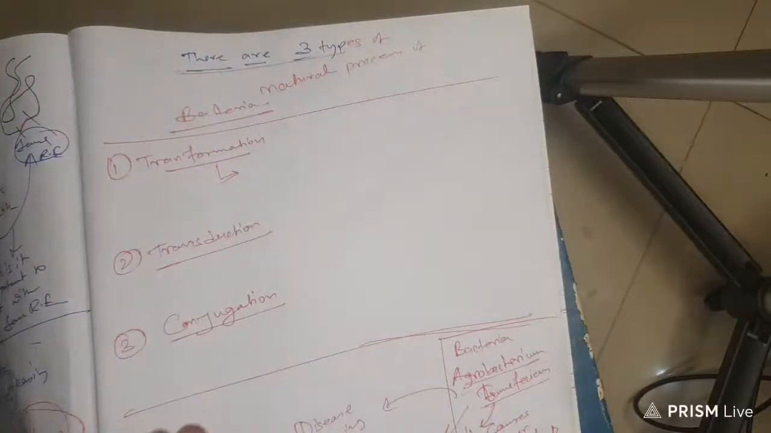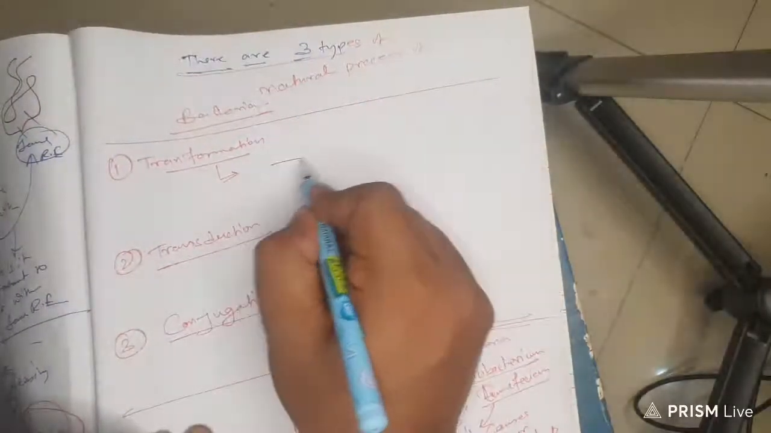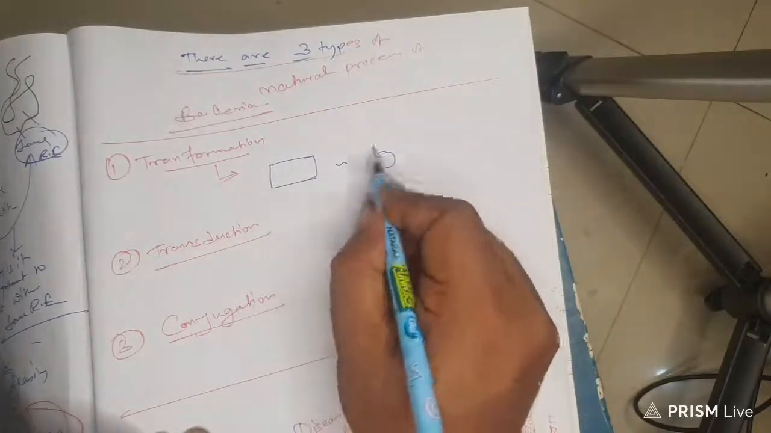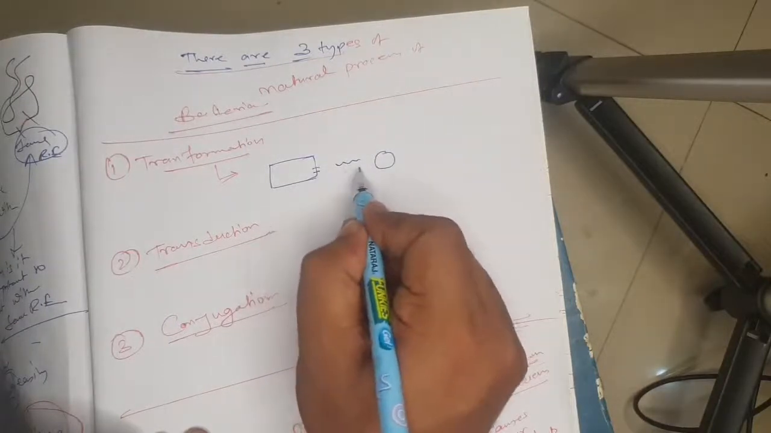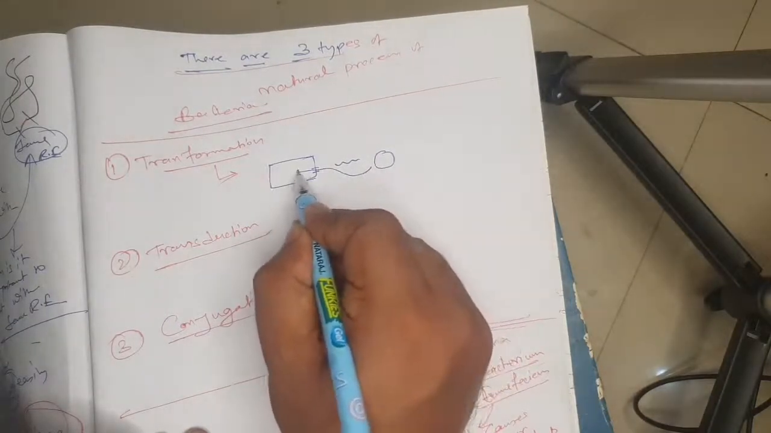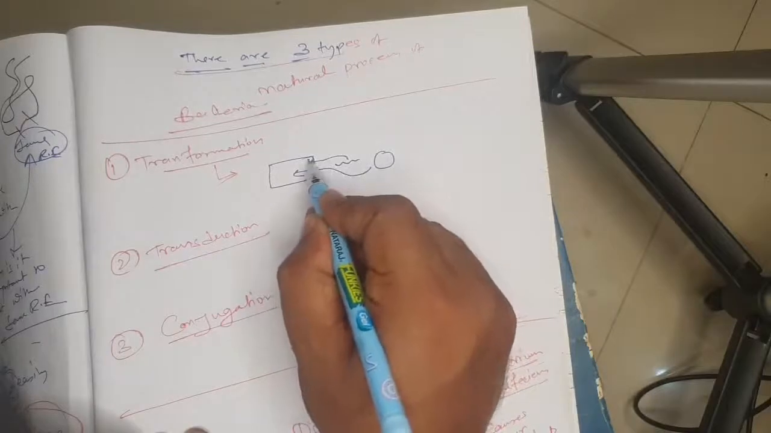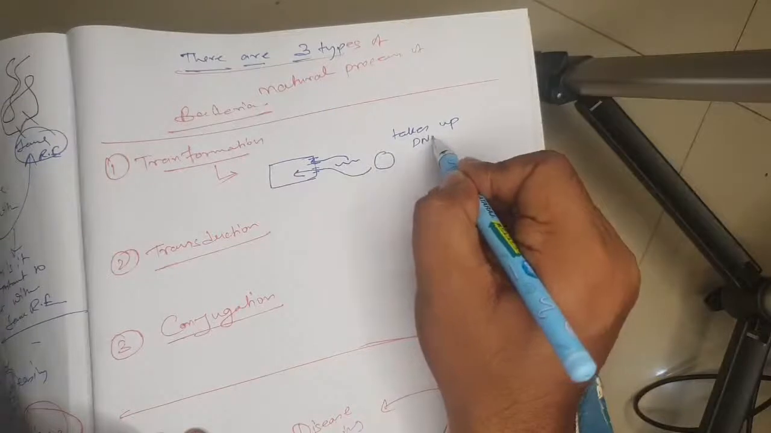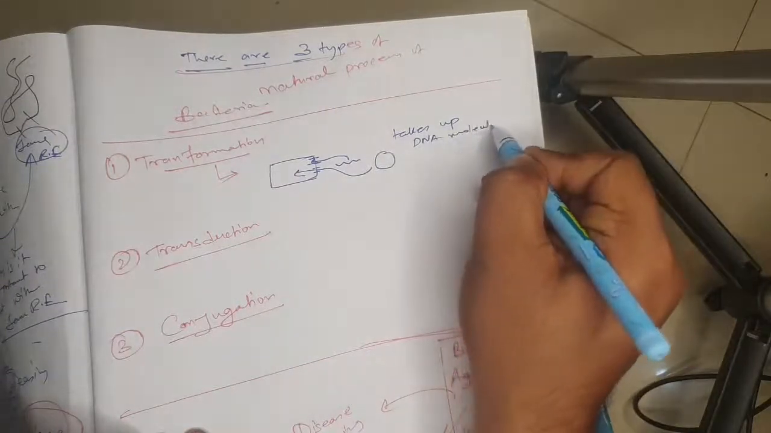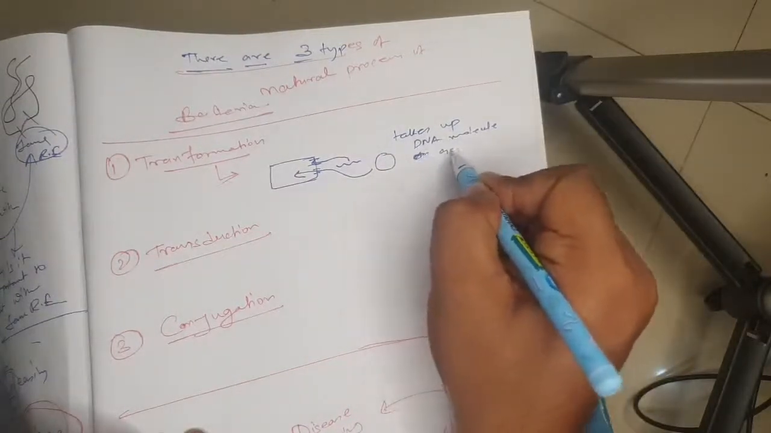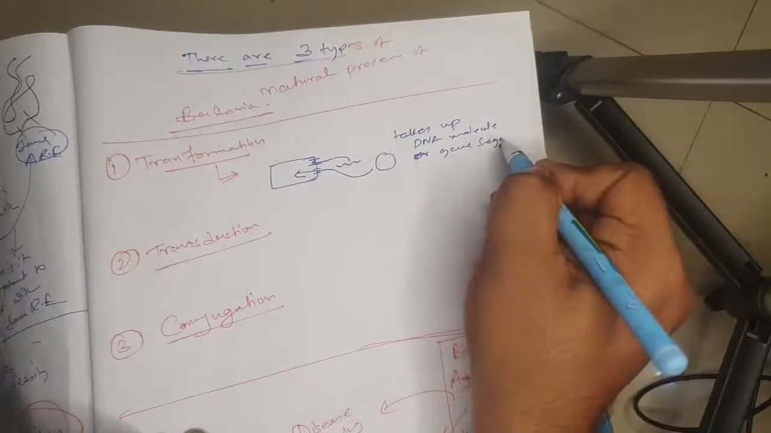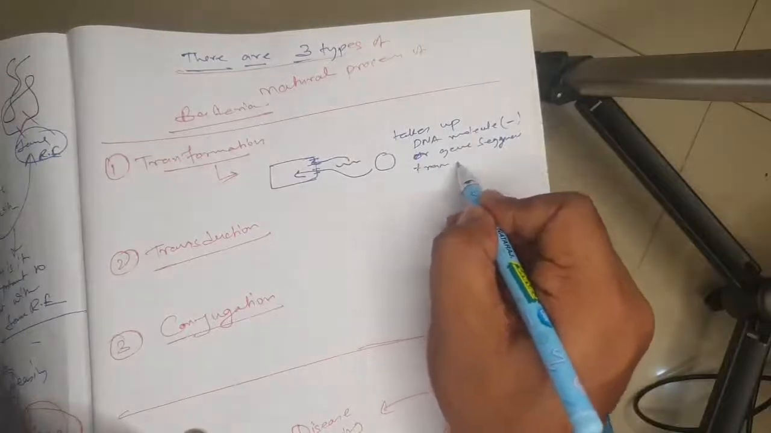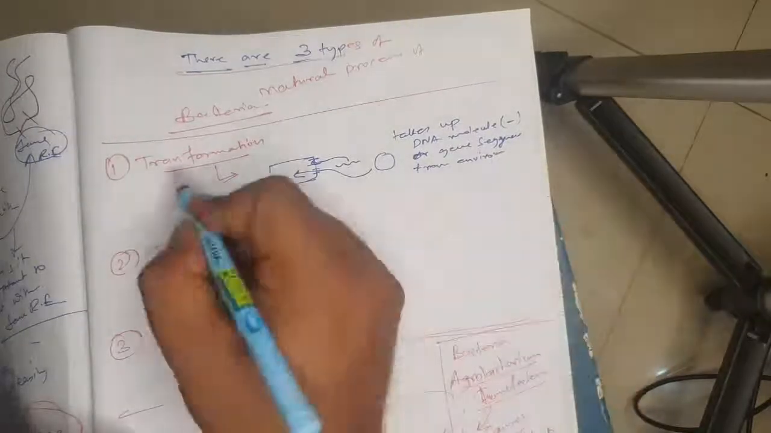First, transformation. Suppose a bacterial cell is there and a naked DNA or a naked plasmid is roaming around. Through the pores of the cell wall, the plasmid or the DNA can enter, or the cell takes up a DNA molecule or gene segment from the environment. DNA molecule here means plasmid only. This is known as transformation.